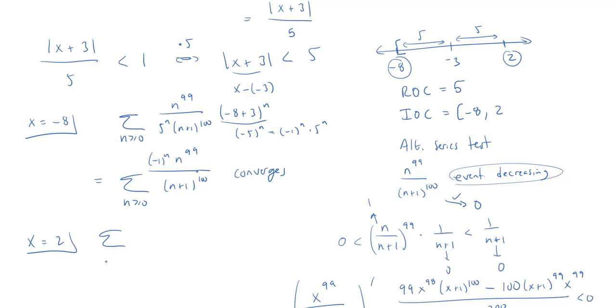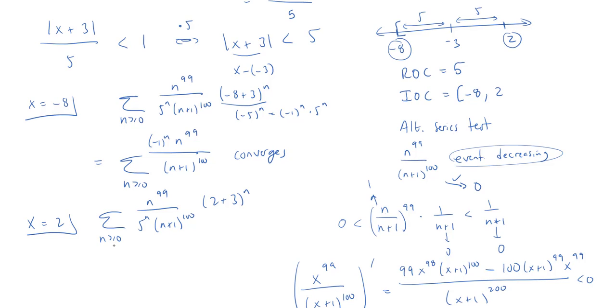And so, okay, well, we can copy this down, but we're kind of wasting time by doing so. We know what's going to happen here. n plus 1 to the 100th, but now we're going to get 2 plus 3 to the n. So we get the exact same thing out, except there's no alternator, because this is now 5 to the n instead of -5 to the n. So my series becomes, we can do a little better, greater than or equal to sign there. My series becomes n to the 99th over n plus 1 to the 100th power.